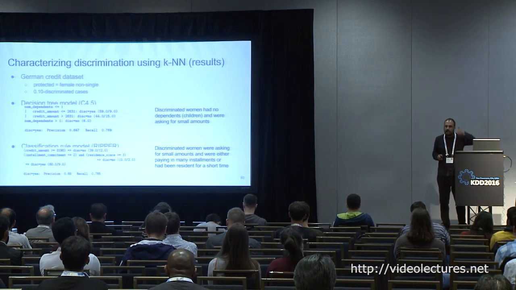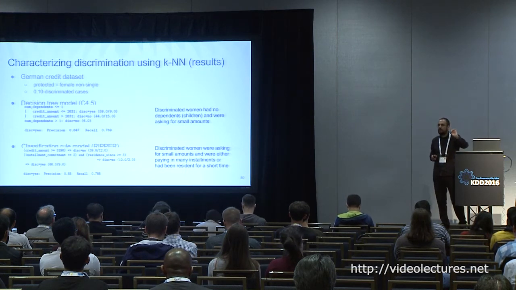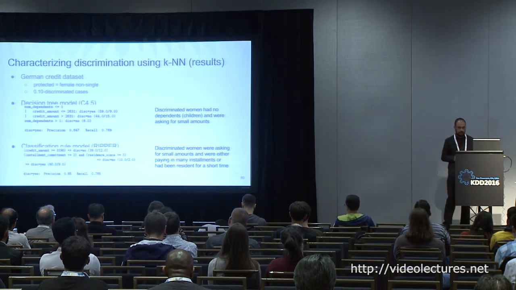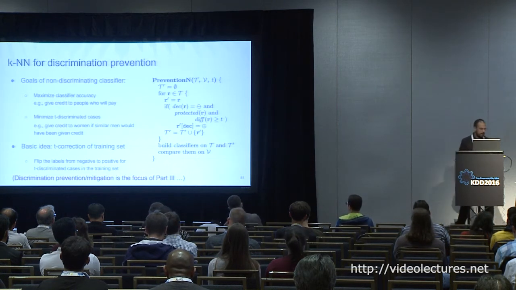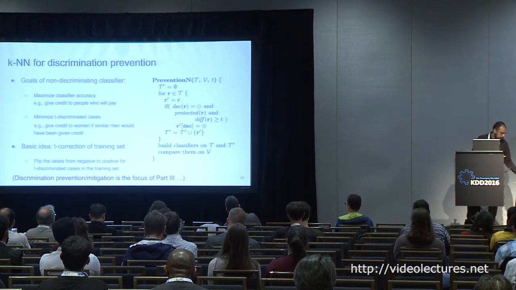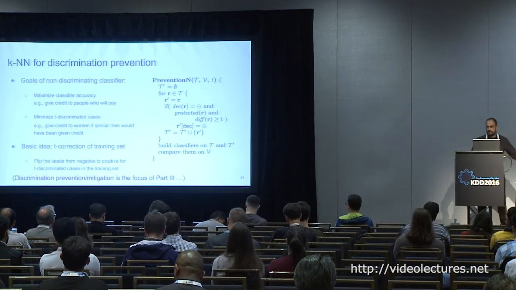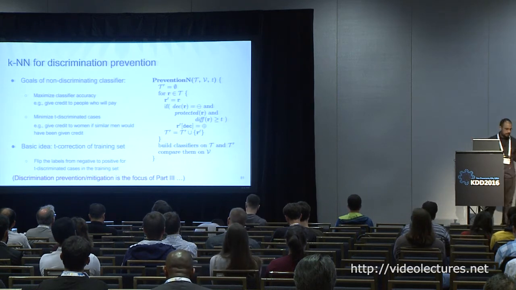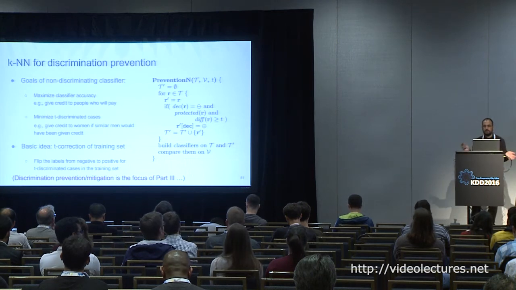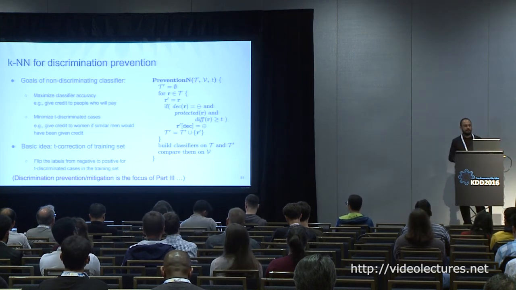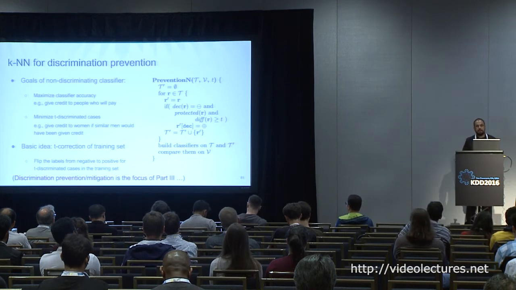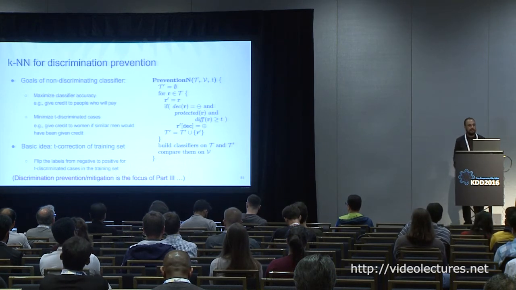You just add an extra column that tells if this individual was discriminated against or not in terms of the neighborhood of this individual. Now, KNN can also be used for discrimination prevention. This is going to be spoken about at large in the second part of the tutorial after the break. We're going to speak much more about preventing discrimination, but let me give you a small idea of how this discrimination prevention may work.